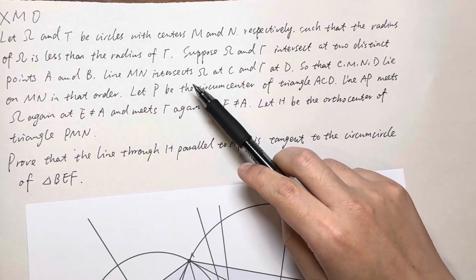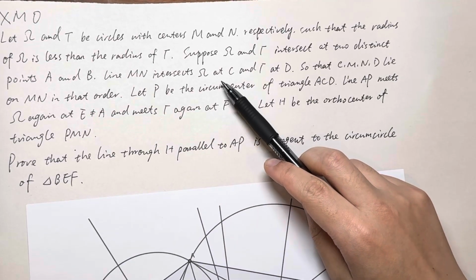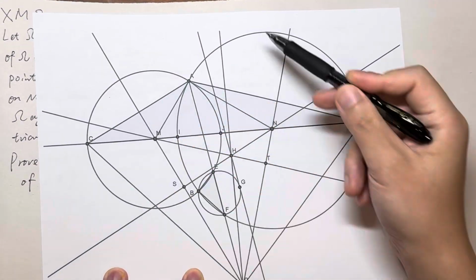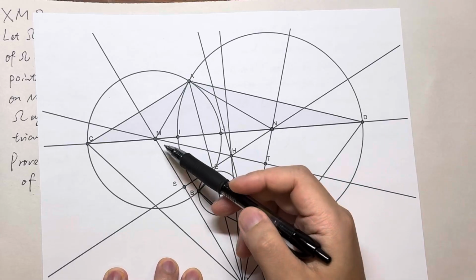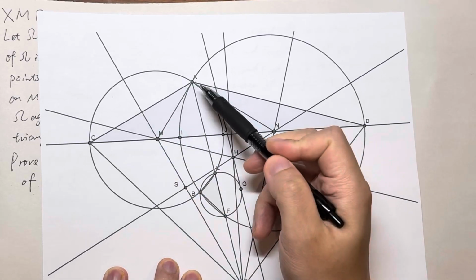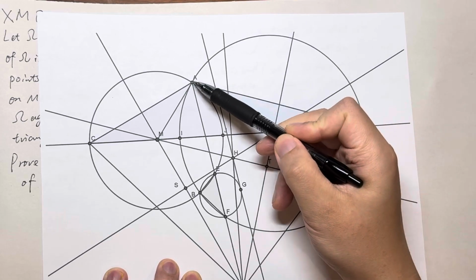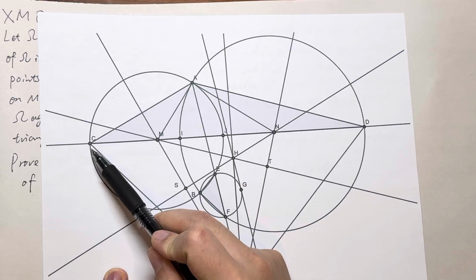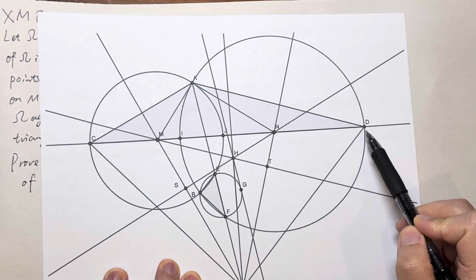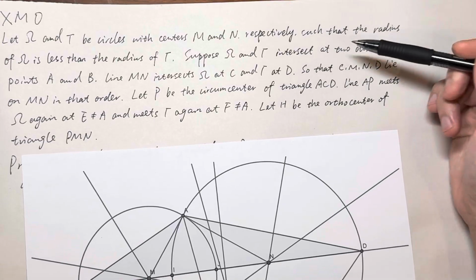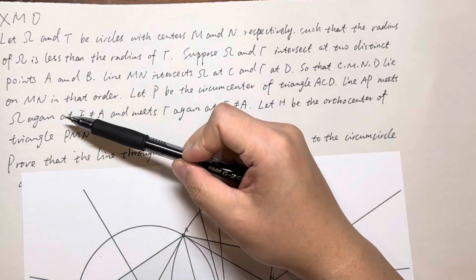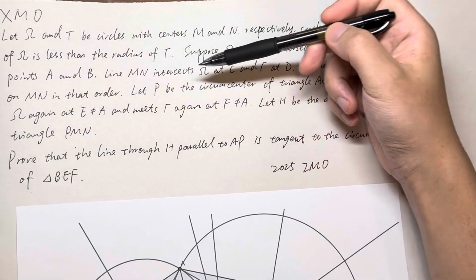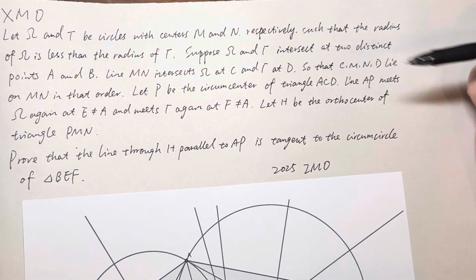Line MN intersects omega at C and gamma at D. So we have the two circles, which we call omega and gamma, with centers M and N, and these two circles intersect at A and B. Line MN intersects circle omega at C and gamma at D, so that C, M, N, D lie on the line in that order, right? C, M, N, D. Let P be the circumcenter of triangle ACD.